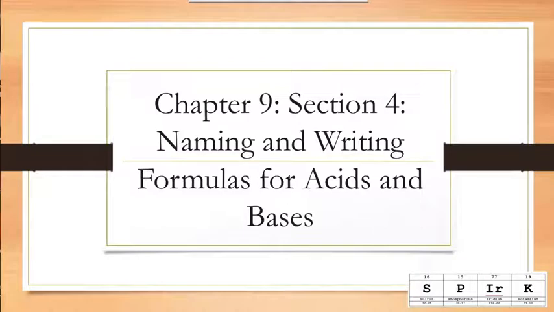This is Mr. Spurk, and these are your lecture notes over Chapter 9, Section 4, all over naming and writing formulas for acids and bases.